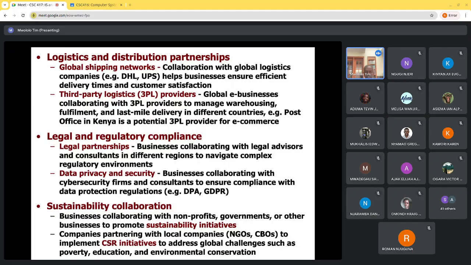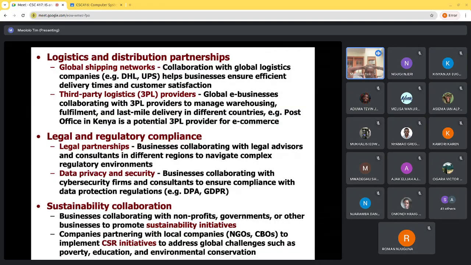Sustainability collaborations: you are talking about businesses collaborating with non-profits or governments to promote sustainability initiatives. Sustainability these days is a big issue, including climate change. Or companies partnering with NGOs, CBOs, local businesses or companies to implement either sustainability initiatives or CSR initiatives to address global challenges like environment, poverty, education.